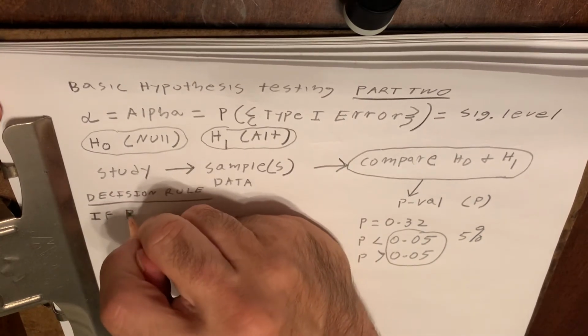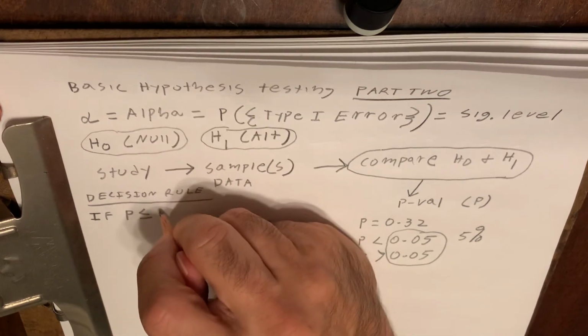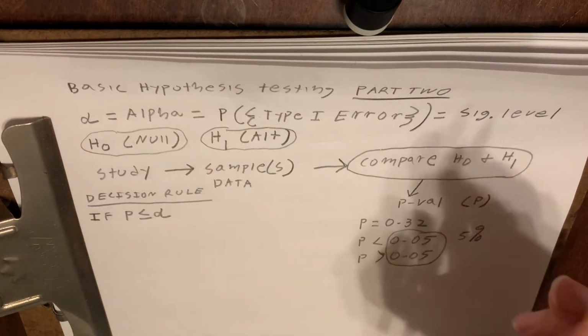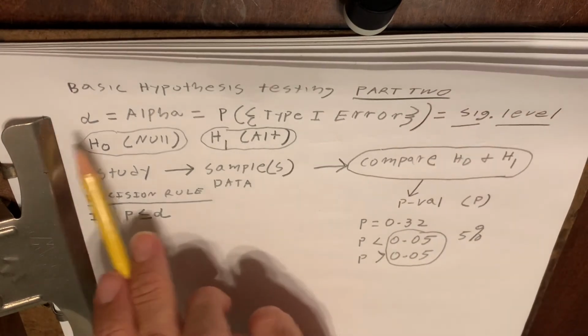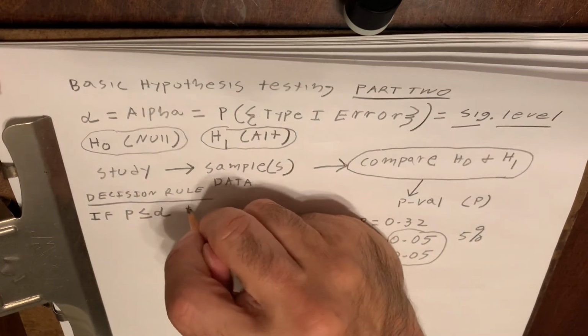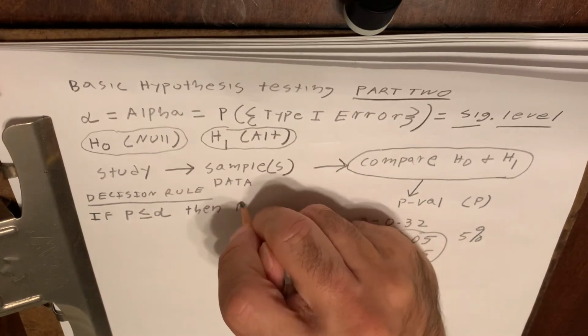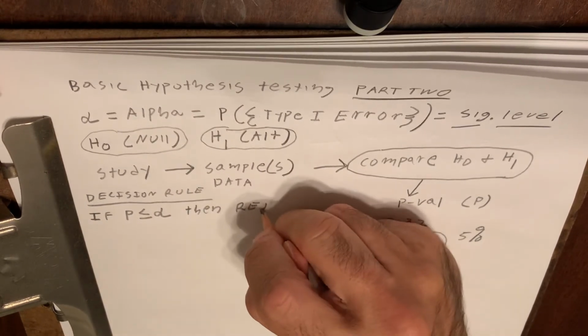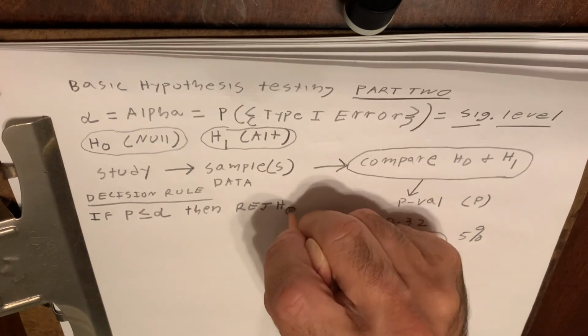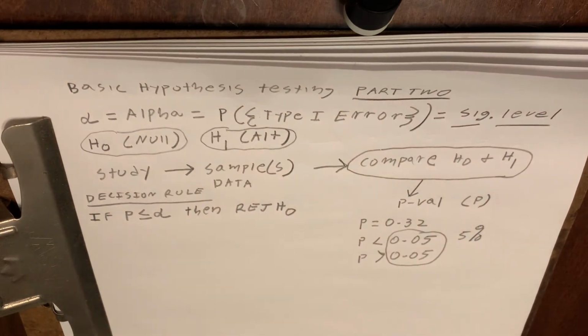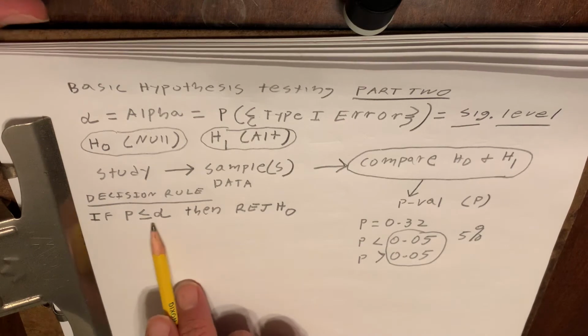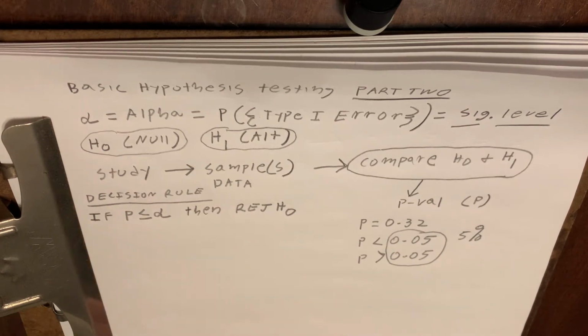If the p-value is less than or equal to the significance level, which is also called alpha, then we reject, and I'm just going to write REJ for reject, the null hypothesis. That's it. That's the rule. That's how you interpret a p-value. It's that simple. The computer does all the work, spits out this p-value, and all you have to do is see if the p-value is less than or equal to the significance level.